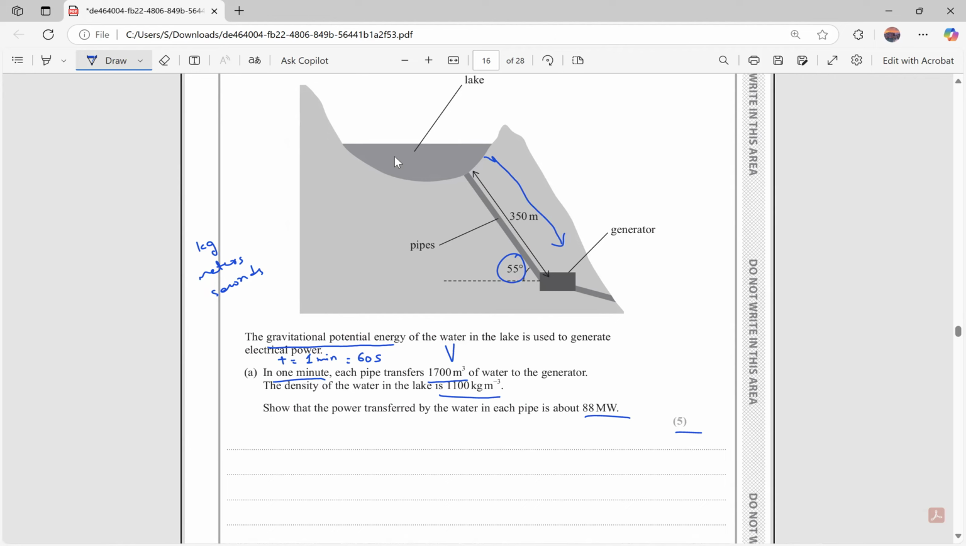The density of the water in the lake is this, so we also know the density. And we have to find the power. Again, sounds like weird connections here, you know, density, volume, and then power. What's the connection? But let's think about power. What is power? Power is energy transferred over time or work done over time, right?